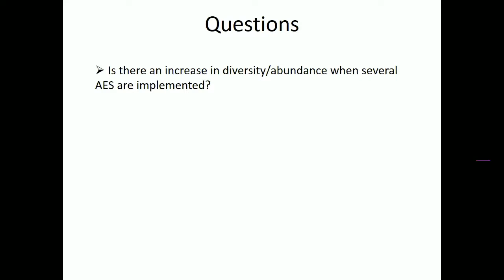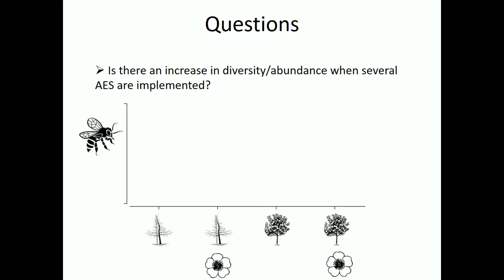So what we are looking at in this project is whether there is an increase in diversity and abundance of visitors when there is more than just one AES implemented, and if there is an effect. So for instance, we are looking here at this one, which is for conventional plantation, and these are for organic apple orchards. And these ones represent semi-natural habitat or flowering strip.